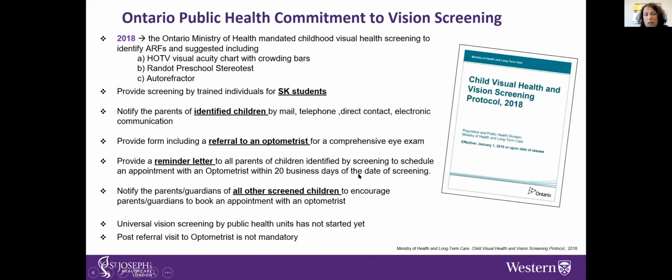We know that Ontario has started a screening program in 2018, or supposed to start through public health. They were going to use 3 modalities: the HOTV visual acuity chart, a random dot preschool stereo test, and an autorefractor. They were going to screen children in SK, and fairly similar, they notify the parents, they send them to an optometrist. The only problem is there is no mandate for parents to take children. So a lot of the literature talks about this, that there is no merit in screening so long as the parents do not follow up on the screening.